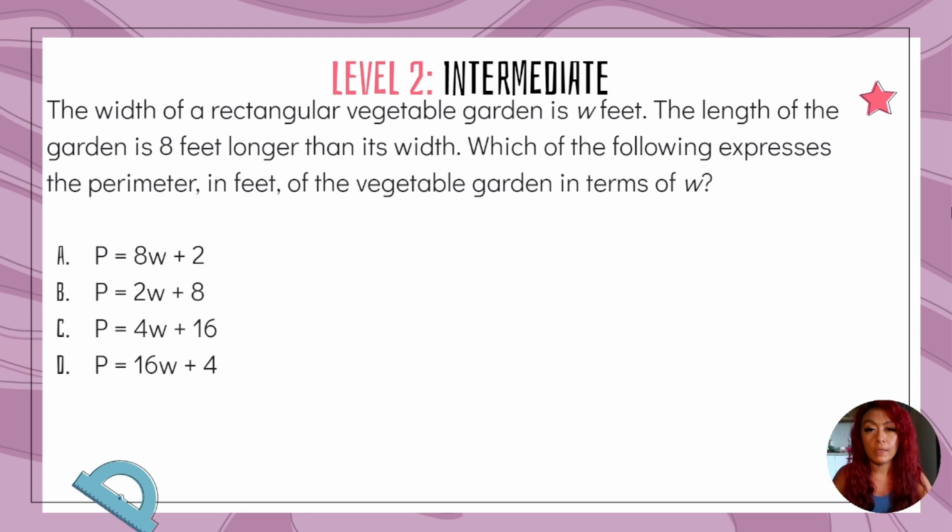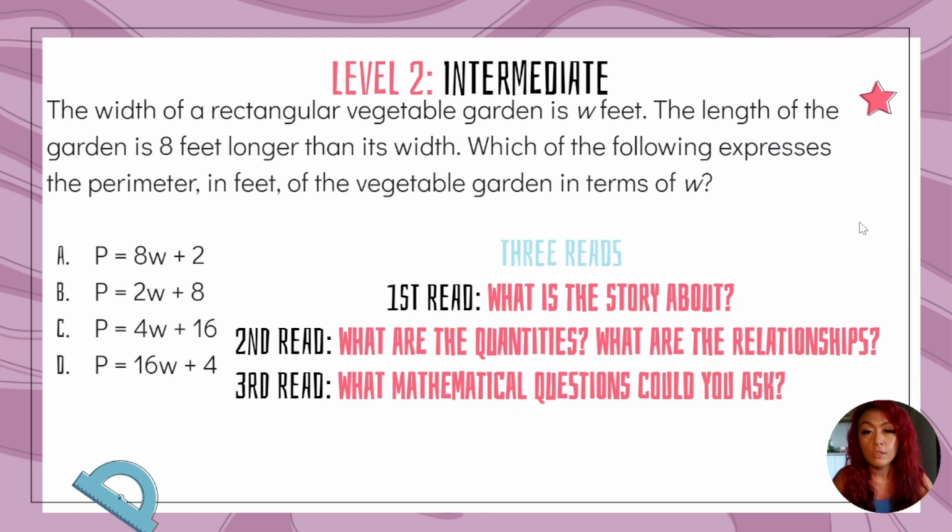Moving on to our intermediate level. Let's take a look at this word problem here. We are going to use a strategy called 3 reads to do this word problem, because now we're moving on to word problems that are a little more involved, and many of us struggle when we have a word problem to kind of figure out what the question's actually asking us. So using the 3 reads protocol is really going to help us break apart the problem and organize our work to set us up to solve the problem successfully.